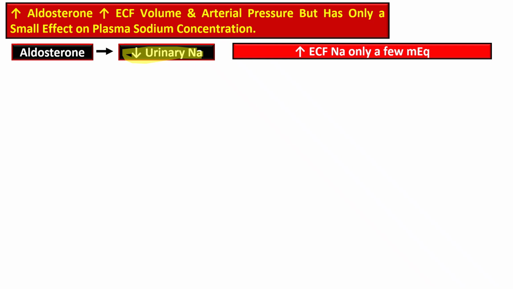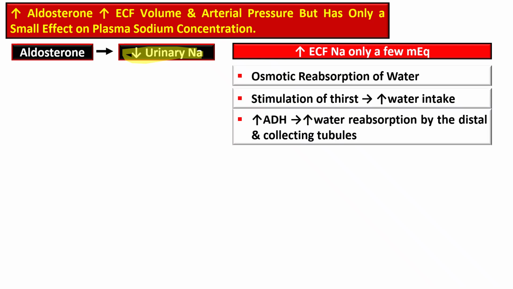Why? Why does this plasma sodium concentration stay almost constant? The mechanism is that the sodium is reabsorbed in the renal tubule, and water follows, coming in osmotically. Then the increased sodium stimulates thirst and increases water intake. And this increased sodium also stimulates antidiuretic hormone secretion and increases water absorption in the distal collecting tubule. So the net result is that the sodium concentration stays stable because water retention matches the sodium retention.